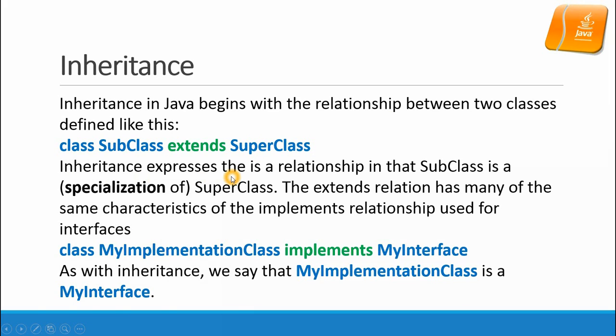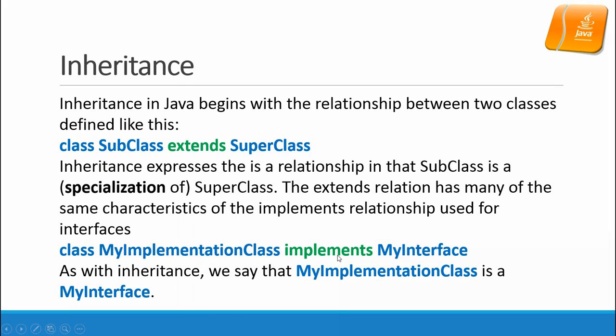Inheritance expresses the is-a relationship in that a subclass is a specialization of a superclass. The extends relationship has many of the same characteristics as the implements relationship used for interfaces. A subclass could be Boy, extending the superclass Person, and another subclass could be Girl that extends the same Person class.